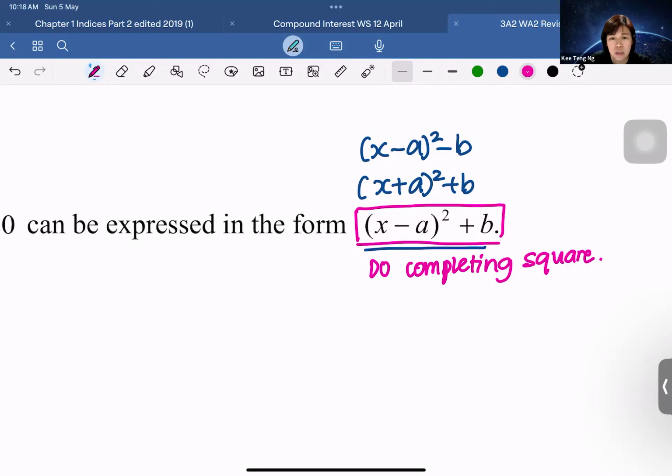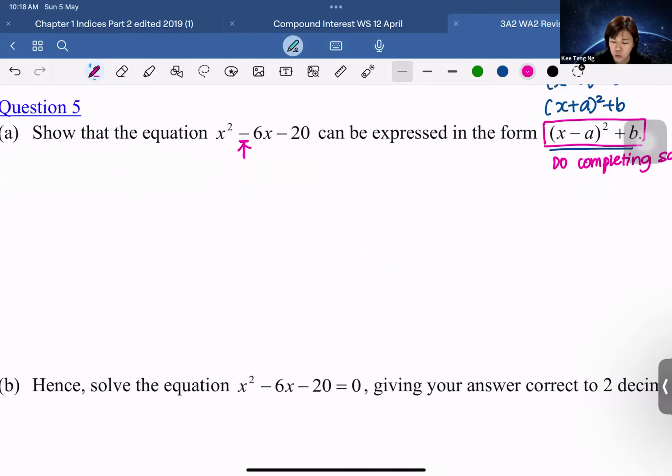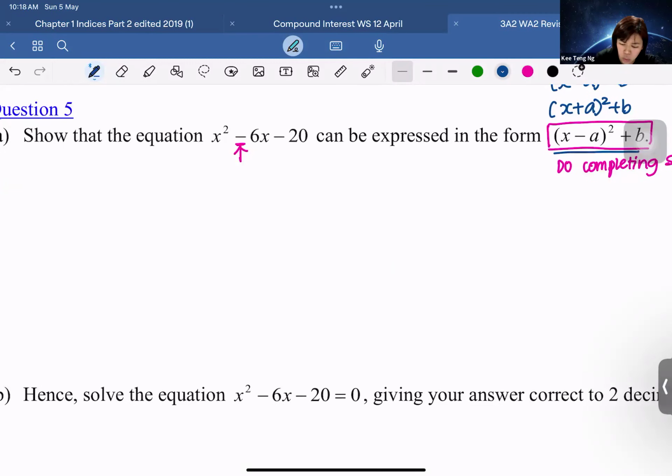Okay, so it simply only tells you to do completing the square. But what will be the correct sign that we are going to follow? We are going to follow the sign based on our question. So if I want to put x squared minus 6x minus 20 into a completed square form, I need to first have a square.